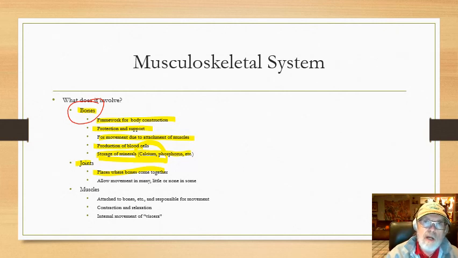And the joints, based upon what the shape of the joint is and what the joint's made of, allow motion. In some joints, there's a lot of motion. In others, there's very little. And in some joints, there's actually no motion at all, such as those small little joints between the bones of the cranium or the skull. Basically, there's no motion in those. So that's what a joint is.